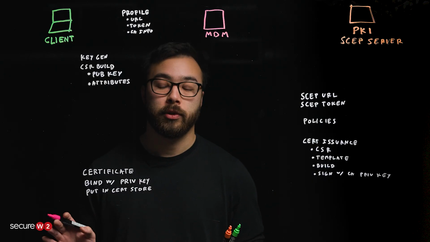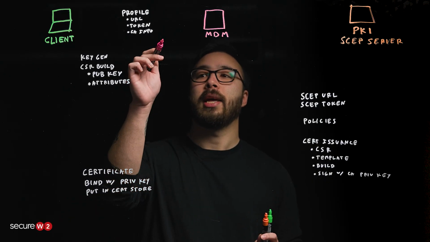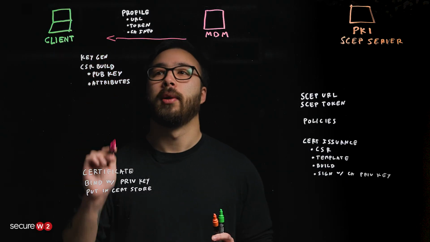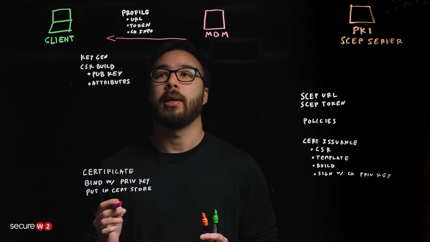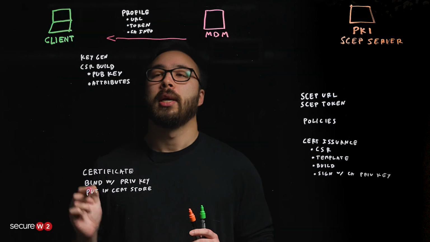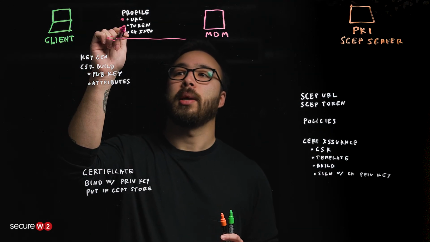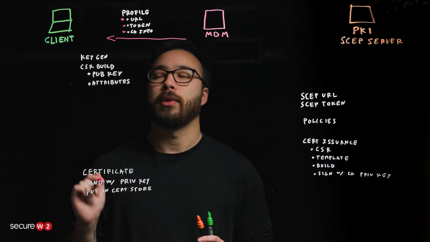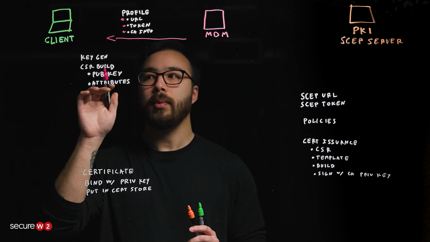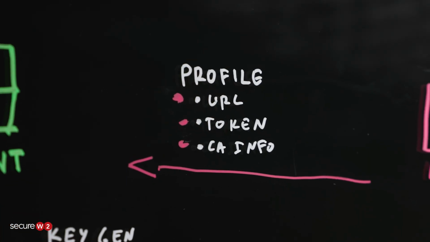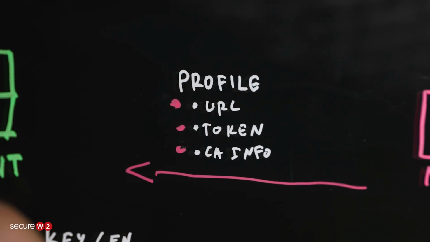The first thing that's going to happen is that the MDM is going to send a SCEP profile or a SCEP payload, depending on how your MDM names it. And what's in there is going to be a SCEP URL, the SCEP token, and a little bit of information about the certificate authority.